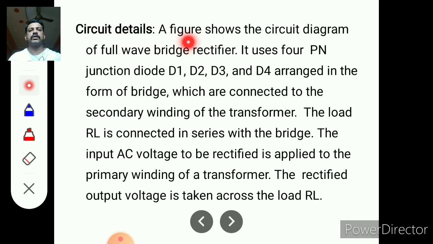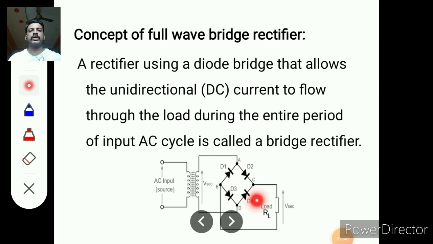Circuit details. The figure shows the circuit diagram of a full wave bridge rectifier. It uses 4 PN junction diodes D1, D2, D3 and D4 arranged in the form of a bridge, which are connected to the secondary winding of the transformer. The load RL is connected in series with the bridge. The input AC voltage to be rectified is applied to the primary winding of the transformer. The rectified output voltage is taken across the load RL. Here are the diodes D1, D2, D3 and D4, and here is the load resistance RL.